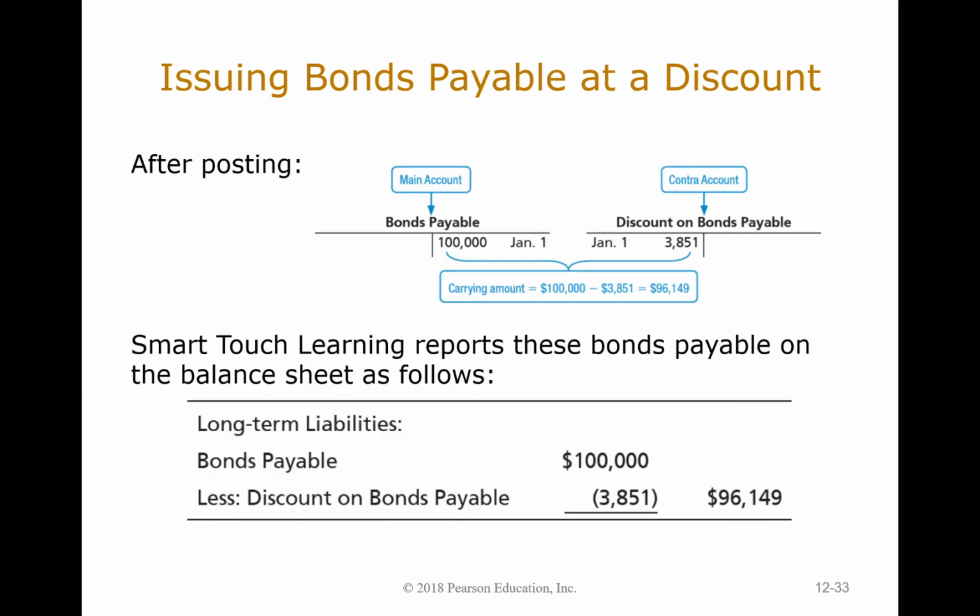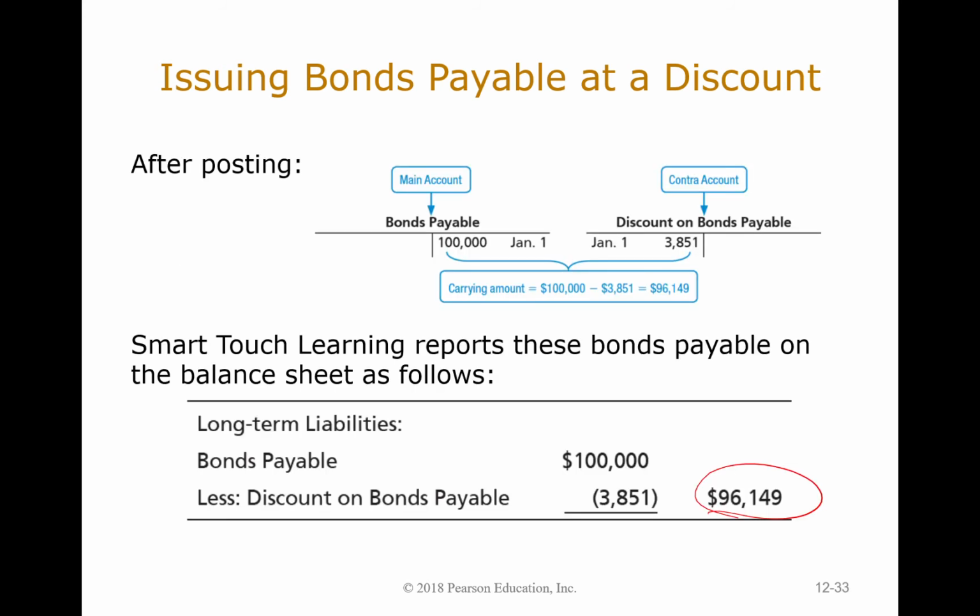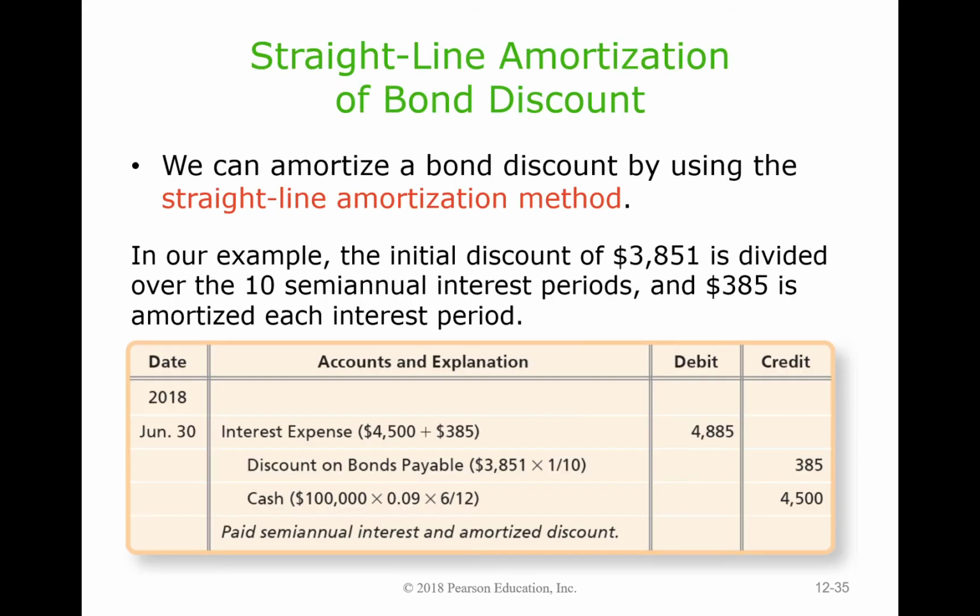Here's a T account of what this looks like. Here's how we report the bonds payable on the balance sheet. We have bonds payable, and we're subtracting the discount on them. So we can see there we're recording these bonds at $96,149. Now, discounts are contra accounts. This is like the accumulated depreciation we have for an asset. Bonds payable minus the discount amount gives us the carrying amount of the bonds. So when we look at our bonds payable here of $100,000 less our discount, this is what we're looking at for the carrying amount. Now we amortize these using straight line amortization at this point.